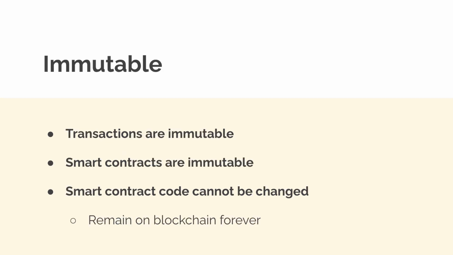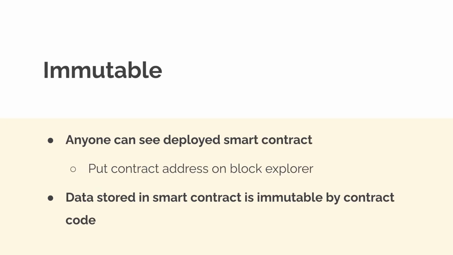As well, as we've mentioned, the Ethereum blockchain is immutable, so you can't change or reverse transactions. Smart contracts as well are immutable, and smart contract code cannot be changed. They'll remain on the blockchain forever. Anyone can see a deployed smart contract as well. You can just put the contract address on the block explorer, similar to how anyone can see any wallet or any transaction that's ever been made.